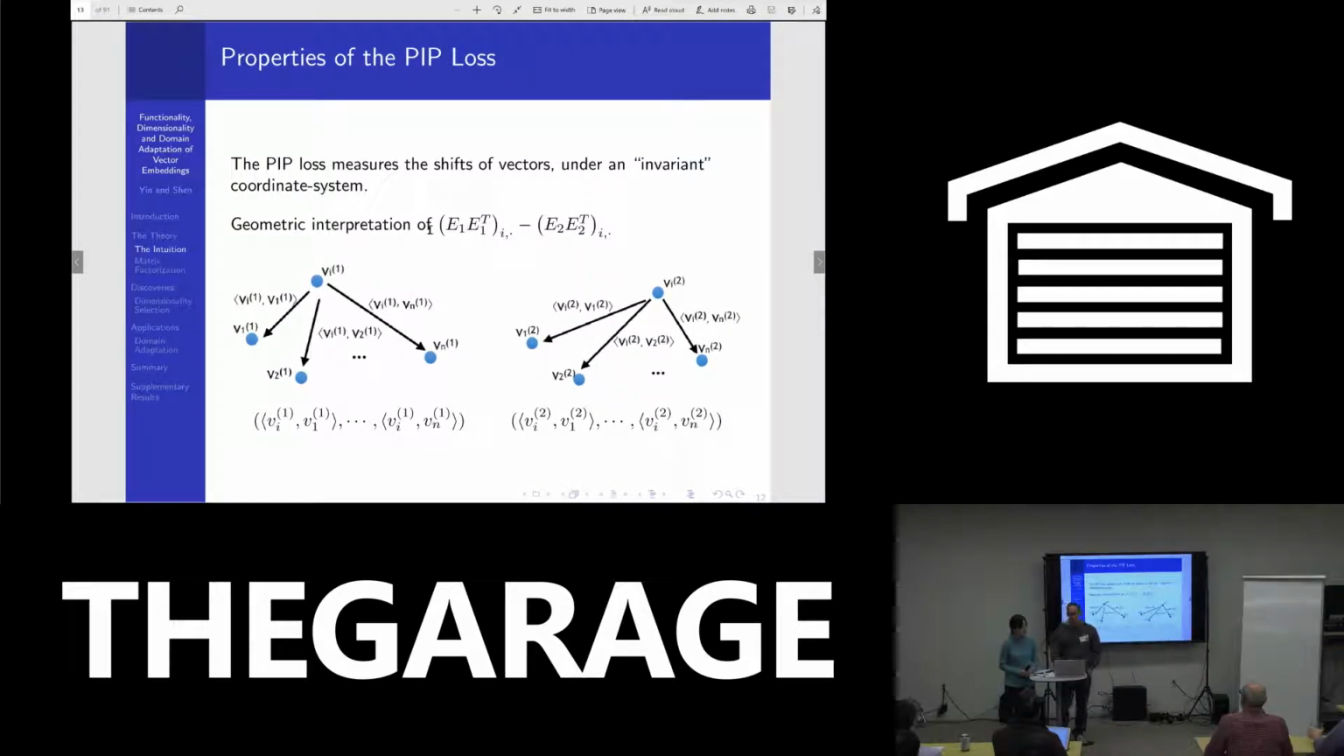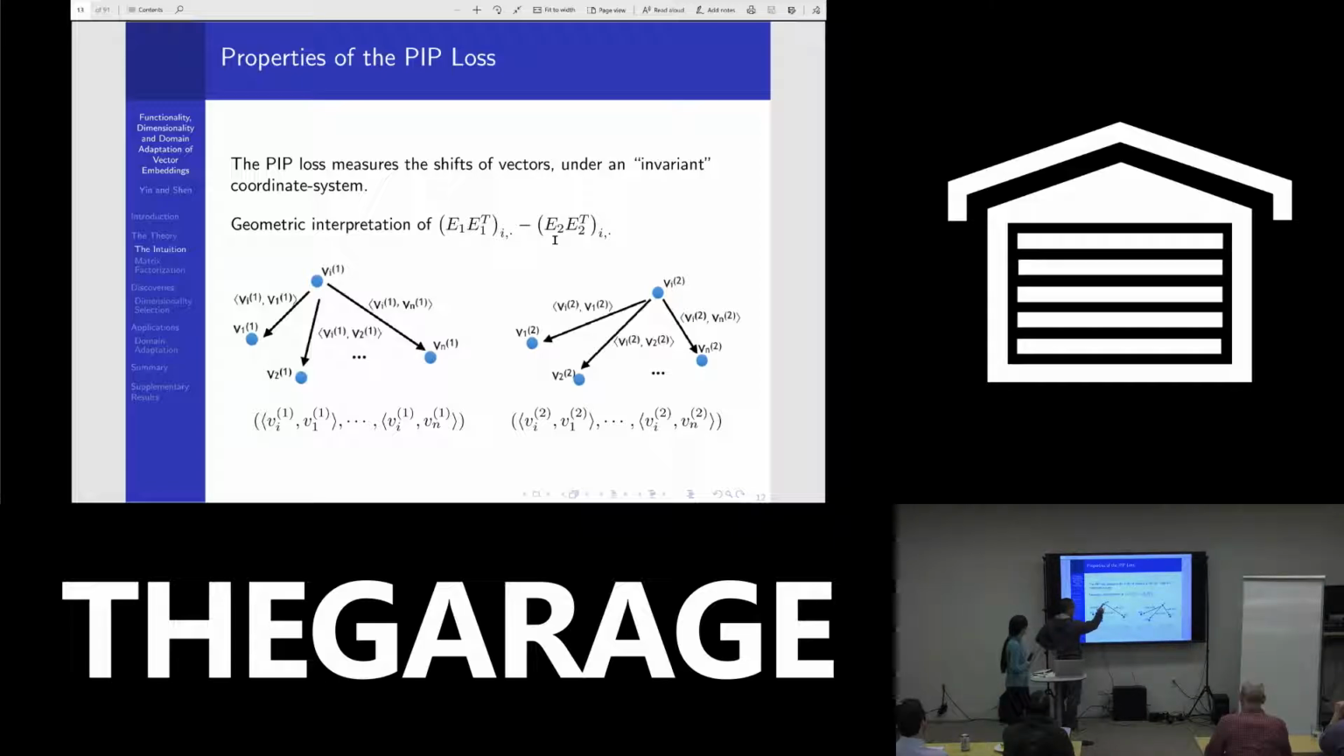So why is it the case? Why do we call it an invariant coordinate system? Now let's look at the ith row of E1 E1 transpose minus E2 E2 transpose. This is the ith row here. It's the inner product between the ith vector Vi with all other vectors V1 to Vn, for all the words in your vocabulary. And it is essentially establishing a coordinate system of Vi using every other word as anchors.